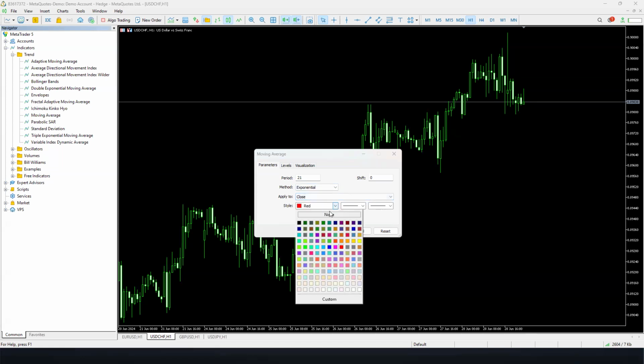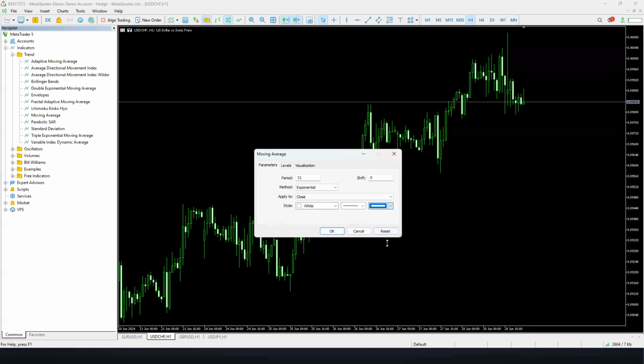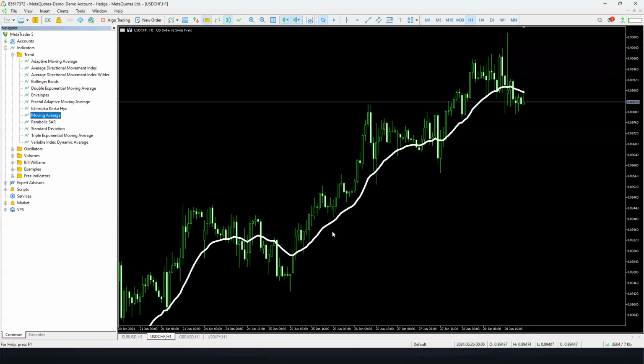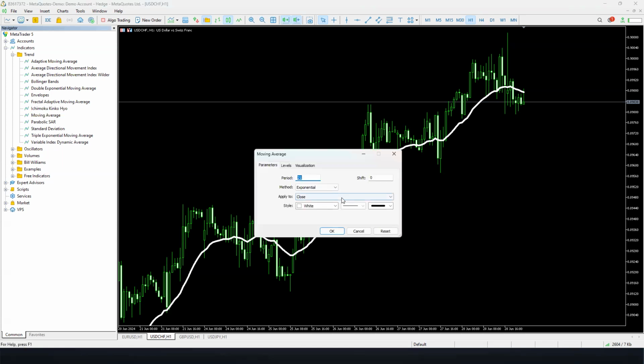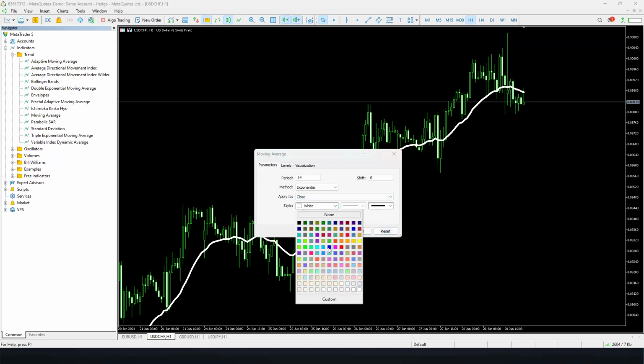All right. And I choose the color. Let's say the color is white, and let the thickness be thick. And I say okay. So that's moving average 21. Then I put another moving average, and I call it 14. The same exponential. I make it a little bit thinner than the first one. Then I say the color is blue.